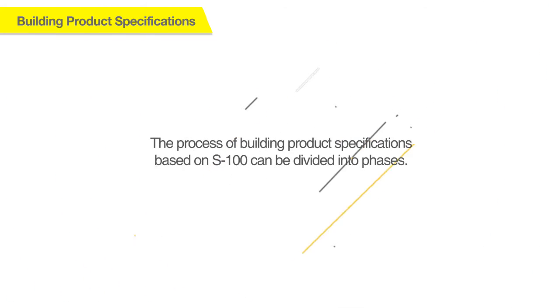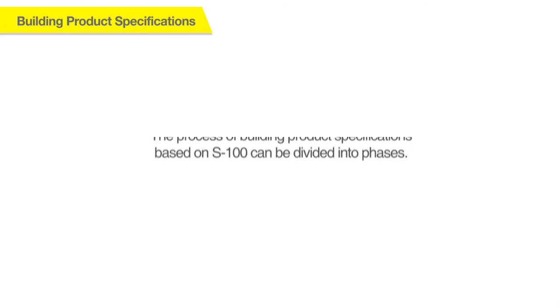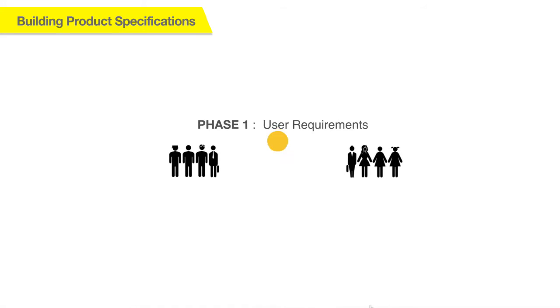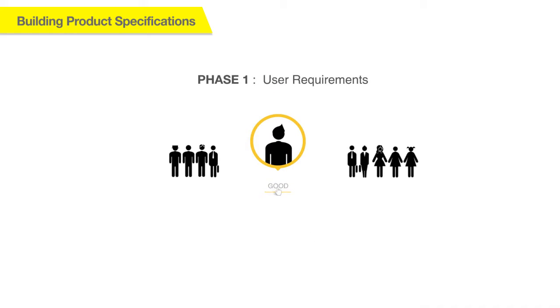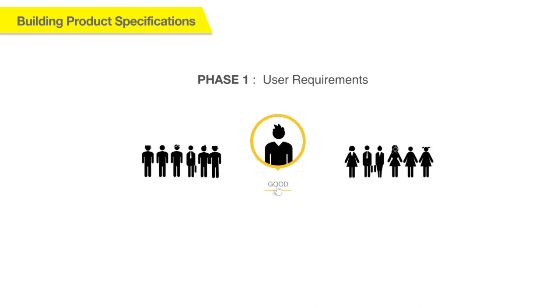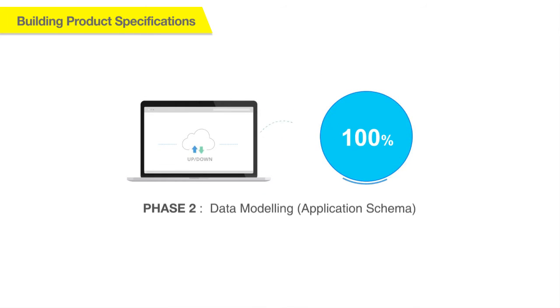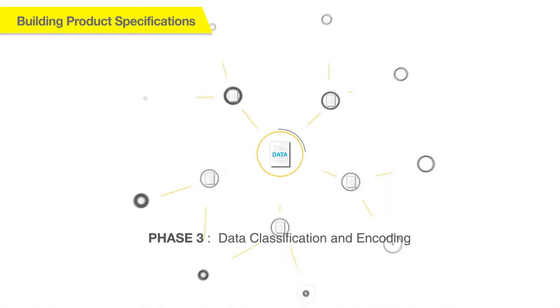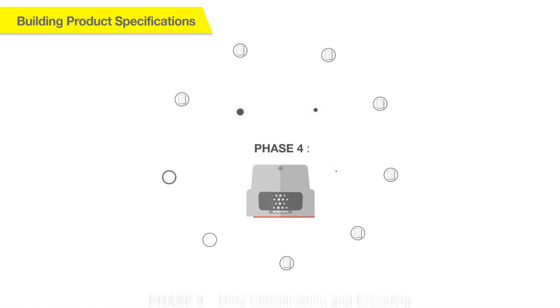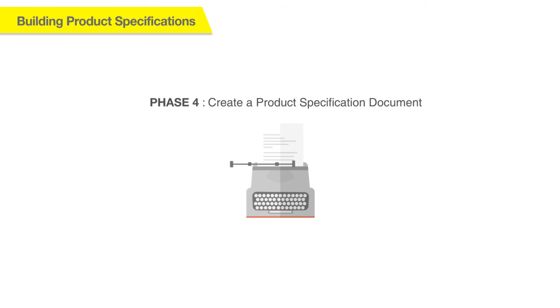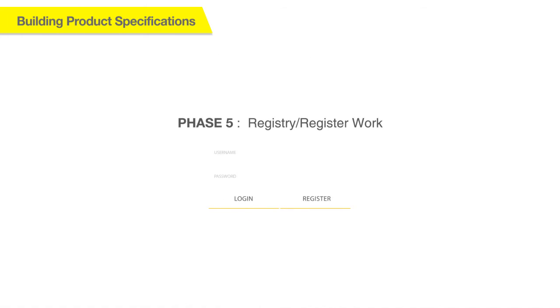The process of building product specifications based on S100 can be divided into phases. Phase 1 is user requirements. The goal of this phase is to analyze requirements of the users who need data or a database. Phase 2 is data modeling, and Phase 3 is data classification and encoding. Phase 4 is creation of a product specification document, and Phase 5 is register work. The last phase is verification of product specification.